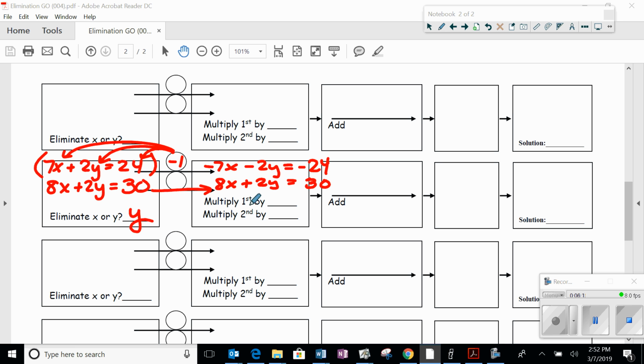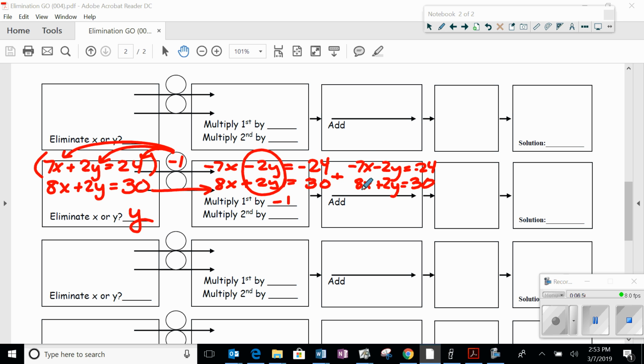So we multiplied the first equation by -1. Now I can easily see that when I add these together, my y values are going to cancel out. Okay, so we're going to move to that next box so that we have some room. So we have -7x minus 2y equals -24. We're going to add 8x plus 2y equals 30.